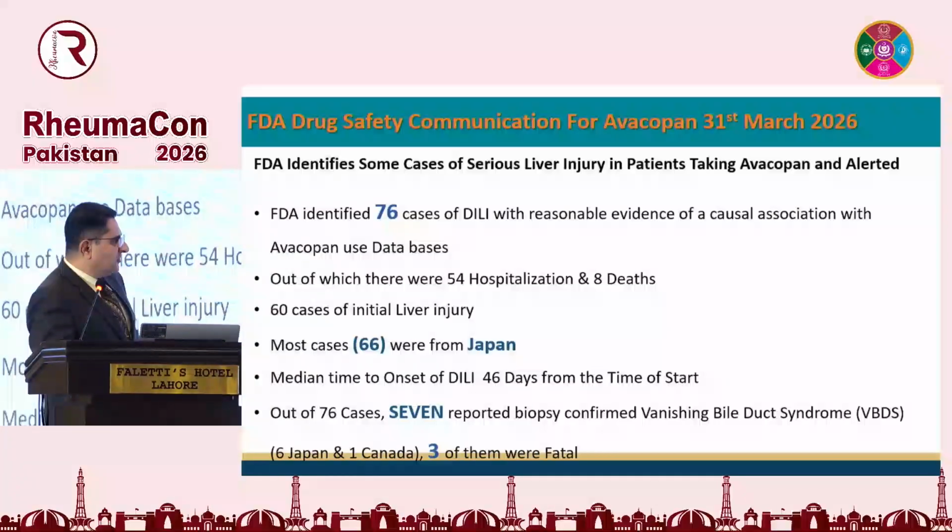The median time of onset of this injury was 46 days from the time of start, and out of 76 cases, 7 reported biopsy-confirmed vanishing bile duct syndrome, which is a lethal disease, and 6 were from Japan and 1 from Canada. 3 of them were fatal.